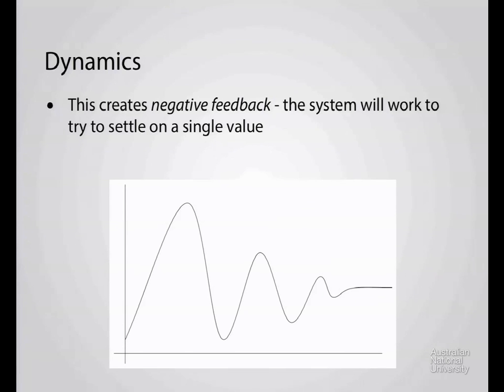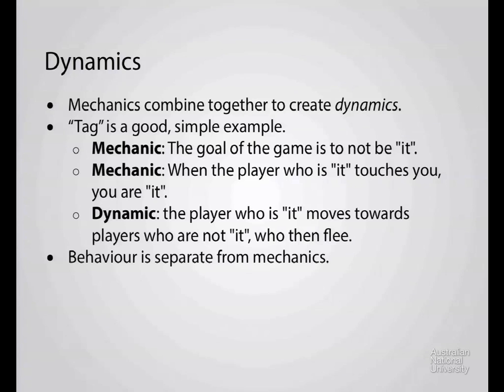So let's talk about games then. I mentioned before tag, chasing. The two rules, just to go over them again. The goal of the game is to not be it, and when the player who is it touches you, you are it. Now, if we think about the consequences of these rules, if I'm it, I know that I don't want to be it because the rule says that. The goal of the game is to not be it. So I will try and touch someone and make them be it.